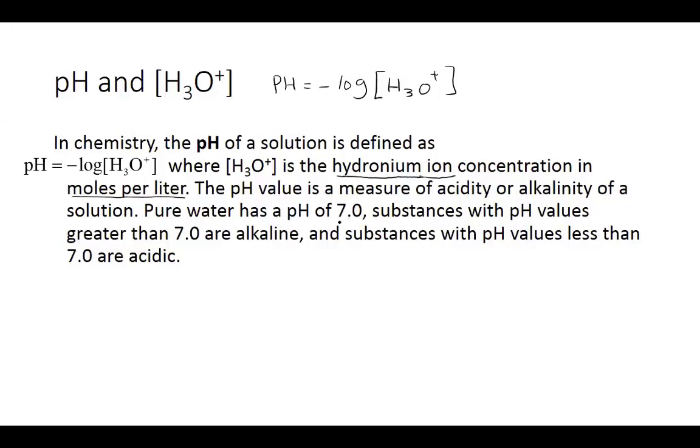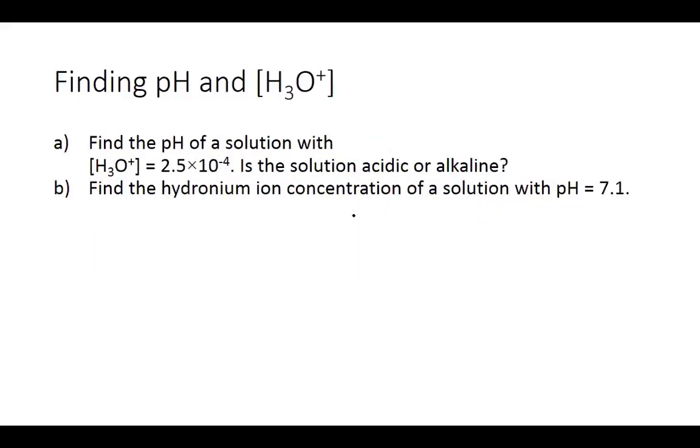And that can be found if it is greater or less than 7, because pure water has a pH of 7. So a substance with a pH value greater than 7 is more alkaline. But a substance with a pH value less than 7 would be more acidic. So either alkaline or acidic can be concluded from finding the pH of a substance. So it's a very simple process, really. So let's take a look at this example.